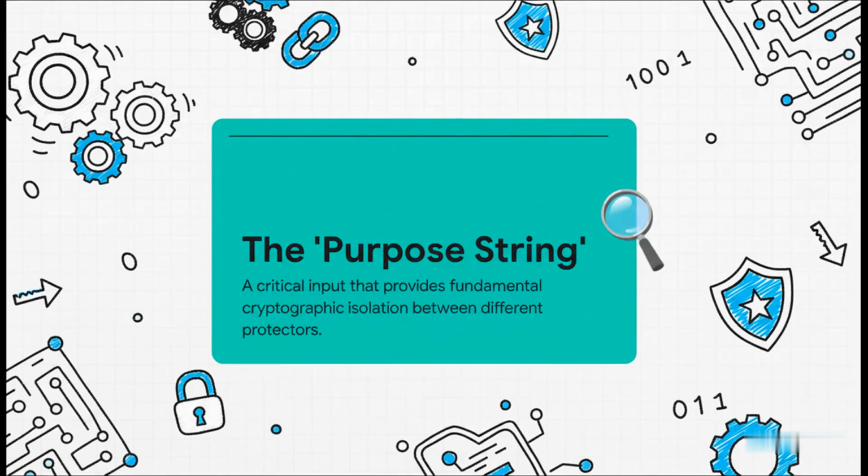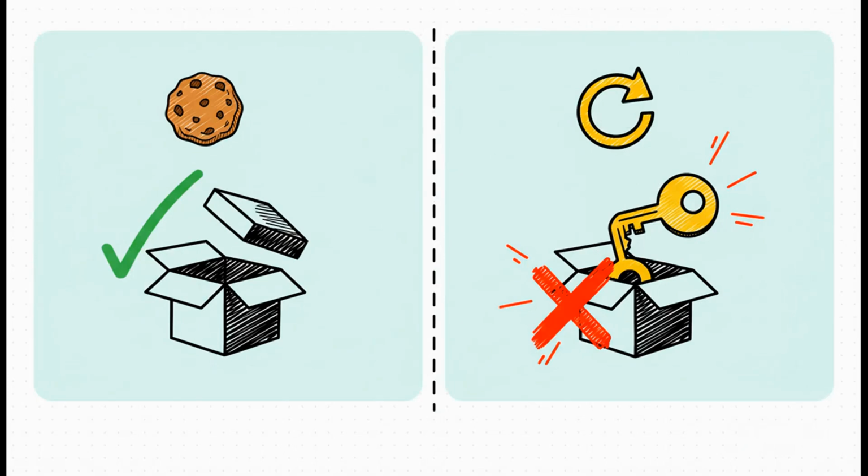And that brings us to the purpose string. This is how you label your safe deposit box. But, and this is so important, it's not just a label. It's actually baked into the encryption process itself. This is what guarantees that data you protect for one purpose can't be read by a protector that was made for a different purpose. And this right here shows that isolation perfectly. A protector created with the purpose string auth cookie can encrypt and decrypt auth cookies all day long. But if you try to give it data that was protected for a reset token, no way. The decryption will fail. They live in completely separate cryptographic worlds.